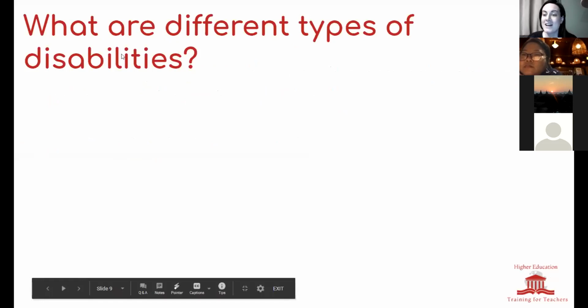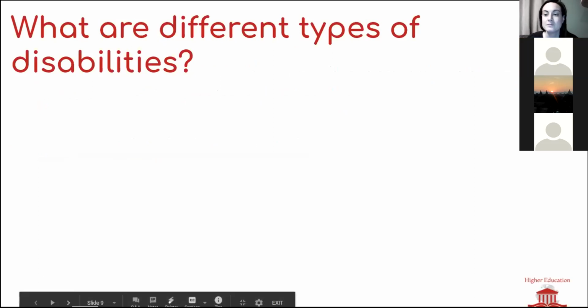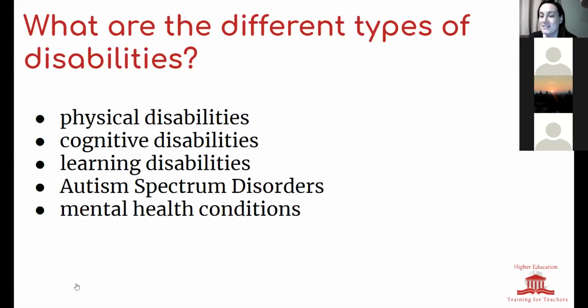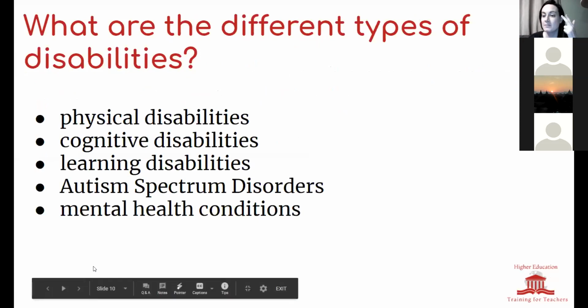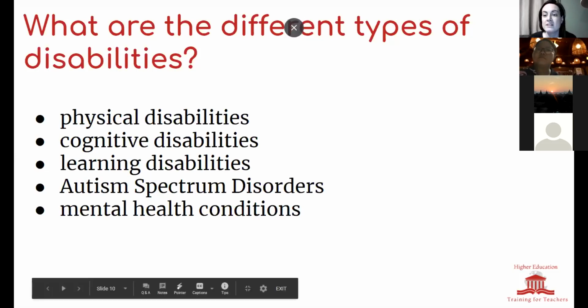What are different types? So we just mentioned two of them. What are the two different types? Mental and physical. Yeah. And we're going to get a little bit more specific than that in how we break it down. So we're going to talk about physical disabilities, mental, which is cognitive, learning disabilities, which are also mental, but they're two kind of different types of disabilities. We're also going to talk about autism spectrum disorder, which I think could also fall under mental. And then we're also going to talk about mental health conditions.